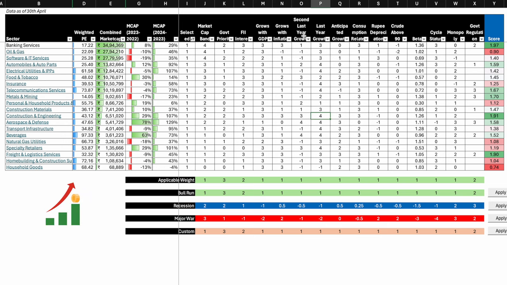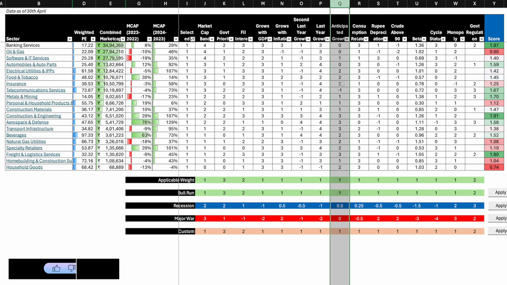Second last year growth, these are numbers corresponding to the market cap changes in these columns G and H. Anticipated growth. Are we expecting these sectors to grow significantly in the times to come? Zero means ordinary growth. I'm expecting banks to grow at ordinary growth for the reason NBFCs are taking up a significant part of the economy right now and India has not yet seen a single neo bank. Note that the GDP related growth for the banks is already factored in the grows with GDP column.